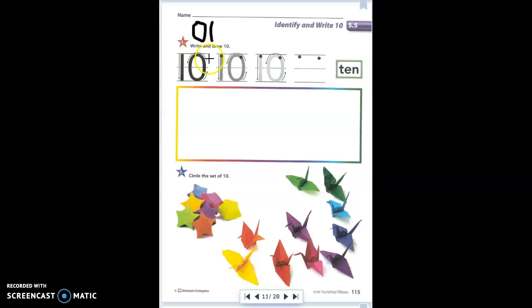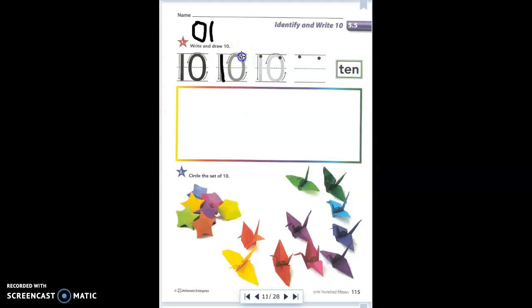This is incorrect. We need to make sure we begin on the left side with our 1 and then we write the 0. Remember, we always read left to right, so you want to start with the 1 and then the 0. This represents one set of 10 and no ones. That will make more sense later on.